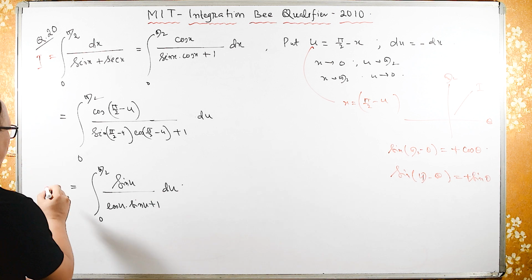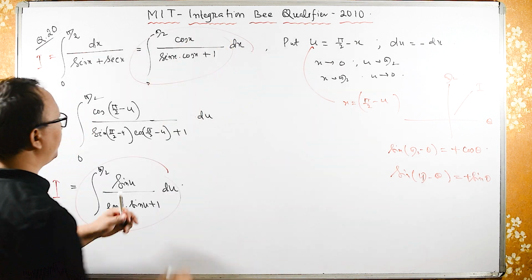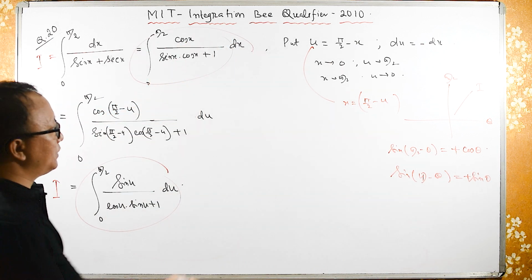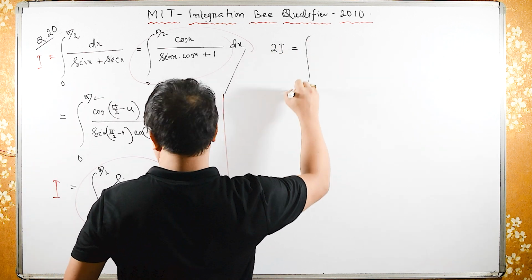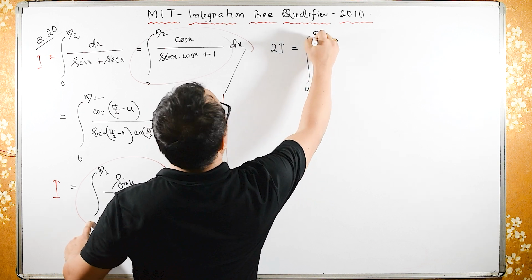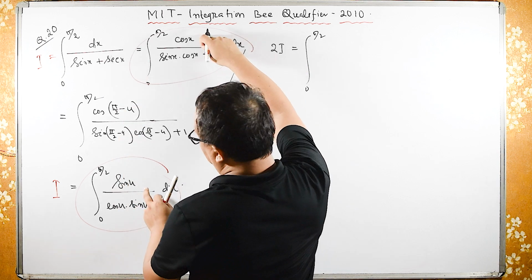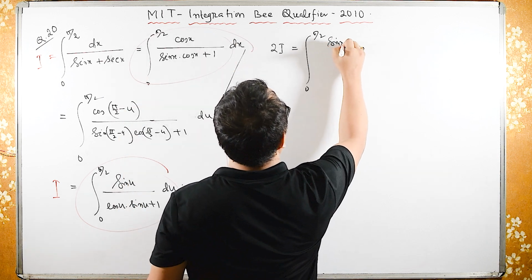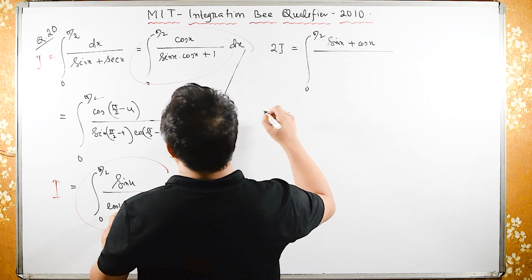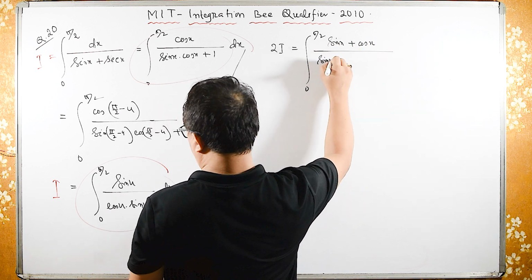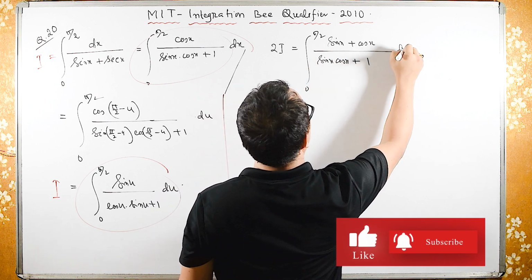Let's add these two. This is my I, and let's add this one and this one with the variable x. So on the left hand side I will have twice I equals integral from 0 to pi by 2 of sin x plus cos x upon sin x cos x plus 1 into dx.